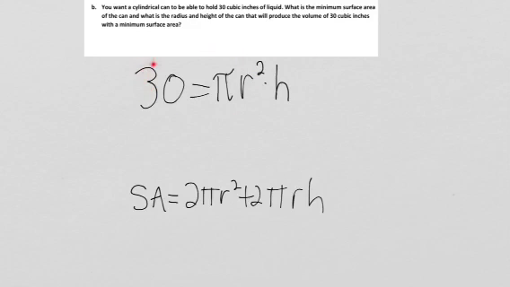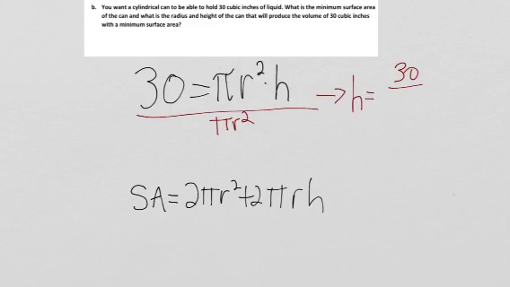But we do have given information. We know that the volume is equal to 30. So we can use that information to isolate one of our variables. We're going to divide the whole thing by pi r squared. So that means h equals 30 divided by pi r squared.